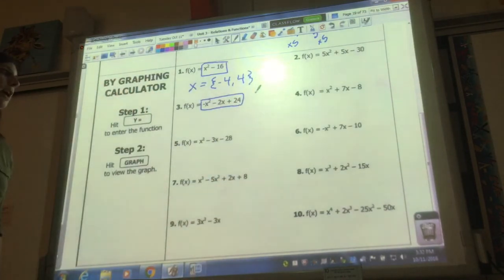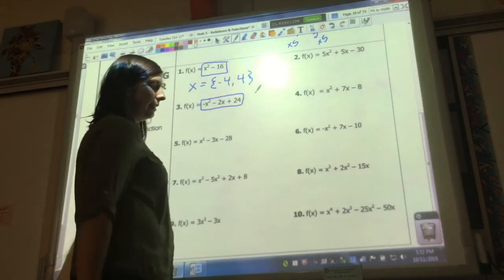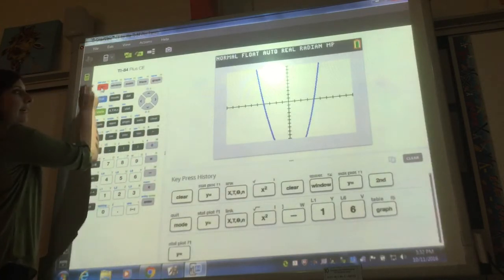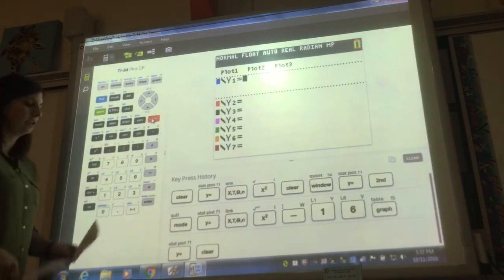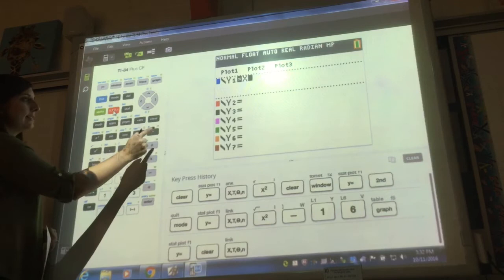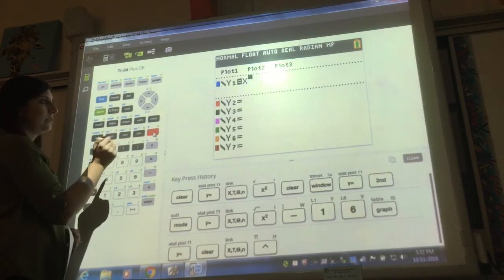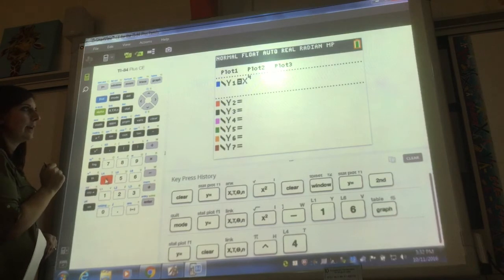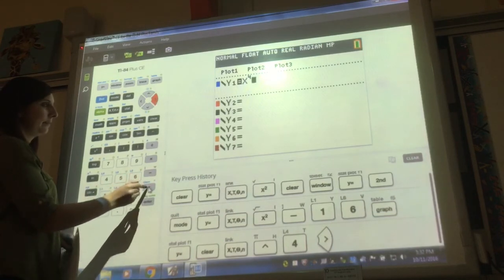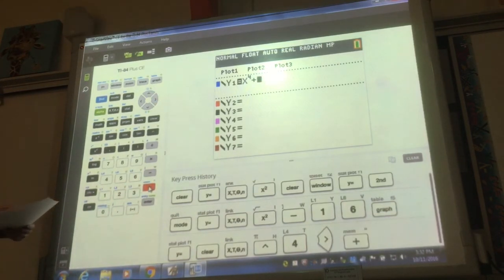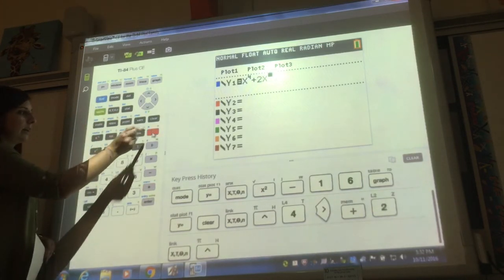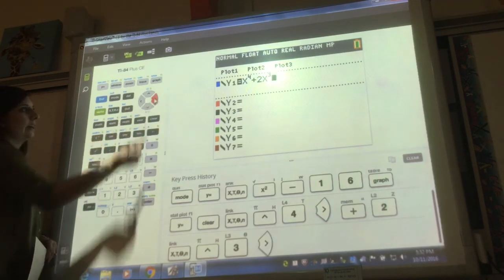Okay? Let's try a really big one like number 10. Go ahead and go back to your calculator. Go to y equals, clear it out. Make sure it's totally cleared out. We're going to put in x to the power 4. So go to x. This upper arrow helps you go to the power or up in the air. So hit the upper arrow and then 4. Then I like to use the right arrow to go to the next spot. So x to the power of 4 plus 2x to the power of 3. 2x, up arrow, 3, and then right arrow.